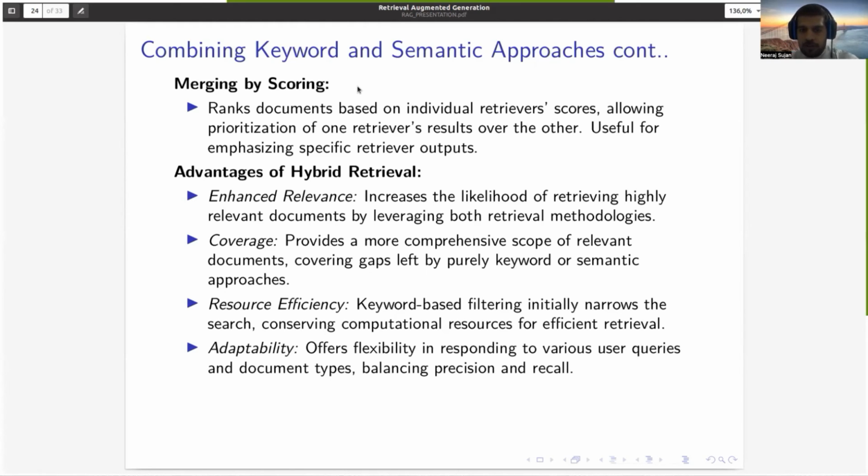So what are some advantages of hybrid retrieval? It enhances relevance. It provides more coverage, so you get a diverse set of information. It's more resource efficient. Keyword-based would of course be less expensive, since you wouldn't have to use any neural network models to implement a keyword-based filtering approach. And depending on use cases, it's adaptable. Combining both in some scenarios gives better results than just relying on one.